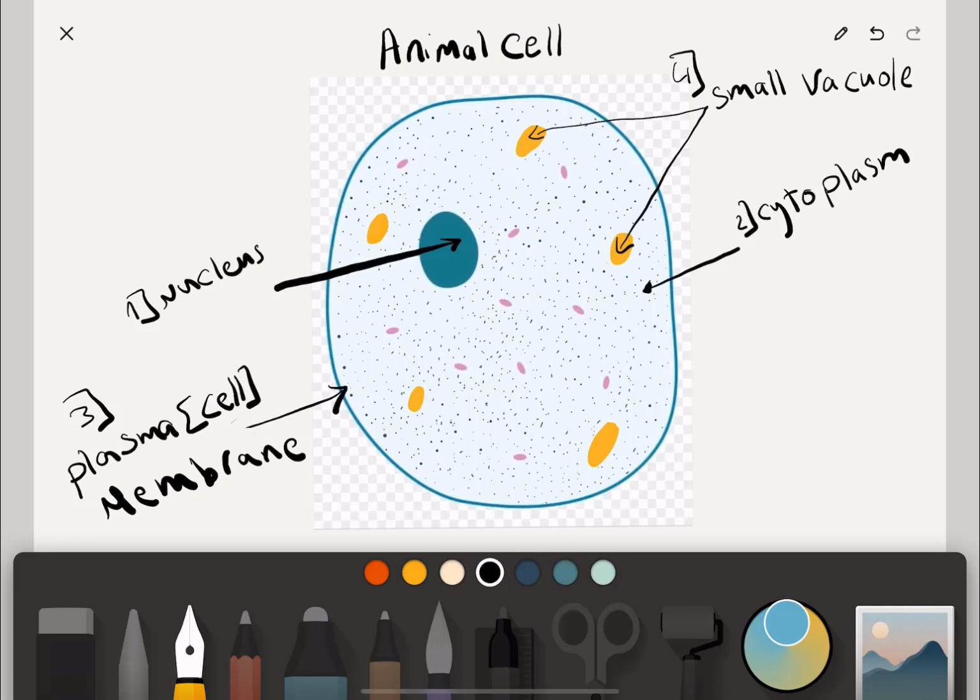I will read them again for you. Number 1, nucleus. Number 2, cytoplasm. Number 3, plasma or cell membrane. Number 4, small vacuole.